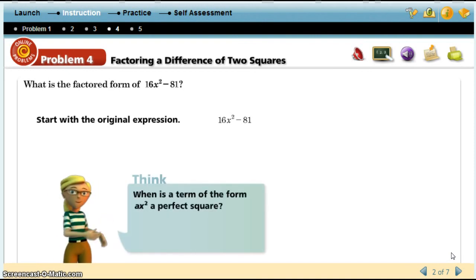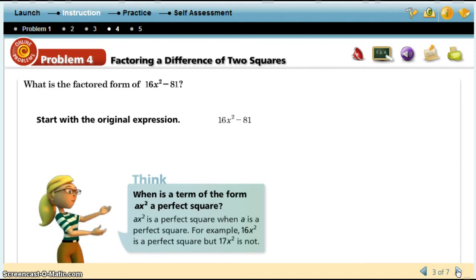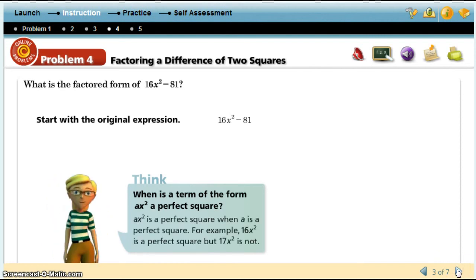When is a term of the form a times x squared a perfect square? A times x squared is a perfect square when a is a perfect square. For example, 16 times x squared is a perfect square, but 17 times x squared is not. Basically what it's saying is that the coefficient of x squared, because x squared is a perfect square, the a has to be a perfect square. So if there's a 1 there, that one's simple. 1 squared is still 1. It's obviously a perfect square.